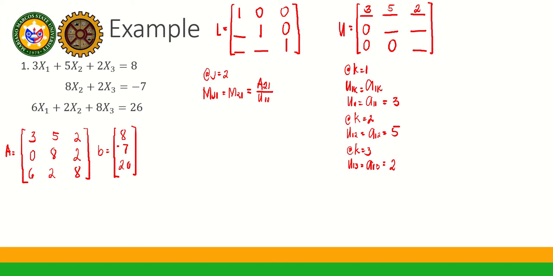Now, solving for M21, since alam na natin kung ano ang ating U11, which is 3, we can now substitute it dito. So, yung A21 natin, dito natin kukunin sa augmented matrix natin. So, A21, ibig sabihin sa row 2, column 1. Tama. So, this will be equal to 0 all over 3, and 0 over 3 is equal to 0. So, yun yung ilalagay natin dito sa ating element M21 sa L matrix. Now, let us try to solve for the next elements. So, at J equal to 3, ibig sabihin nasa third row na tayo.